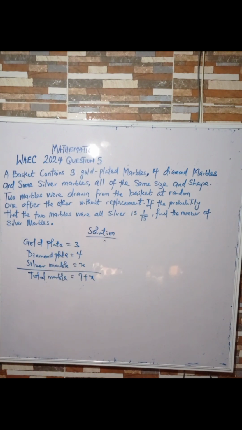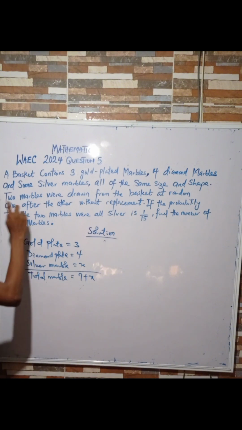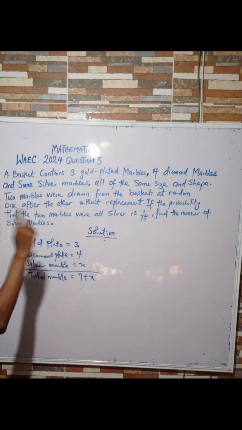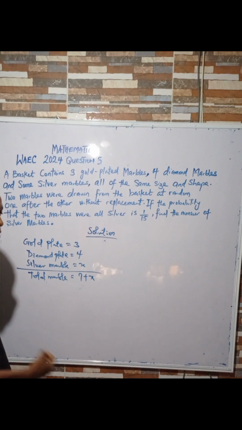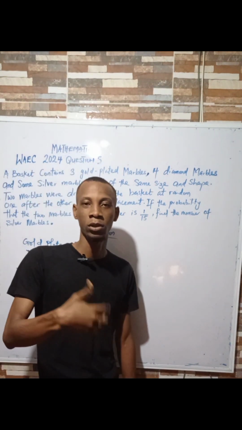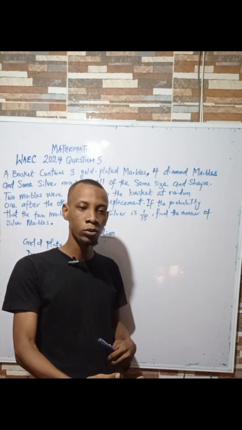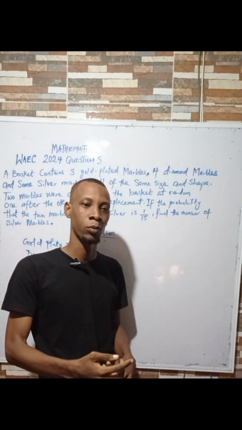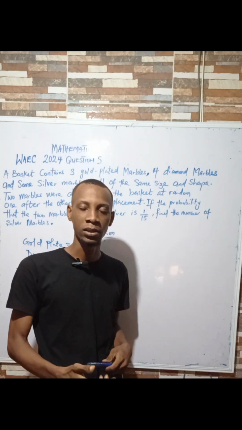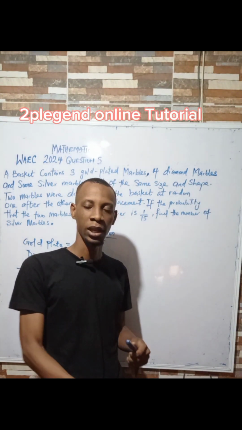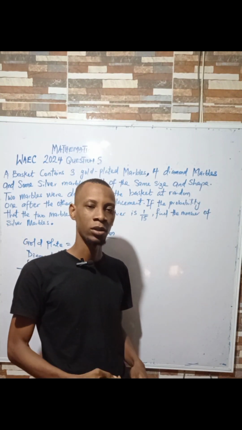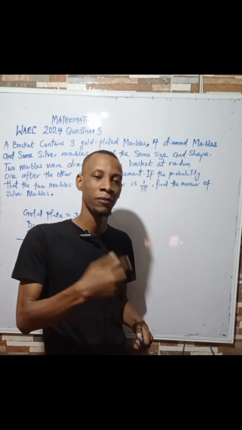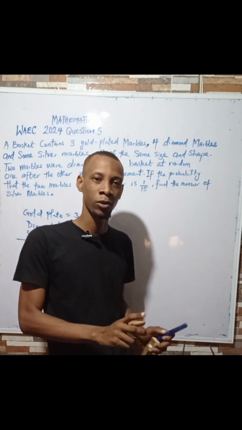Now, we are told from the question that 2 marbles were drawn from the basket at random, one after the other without replacement. That means the first marble was picked, then the second marble was picked after. It's a case of conditional probability. 2 marbles were picked, but there is a condition to the way they were picked. So the probability that the second marble is picked is the probability that the second marble is picked given that the first one has been picked already. That is the concept of conditional probability.